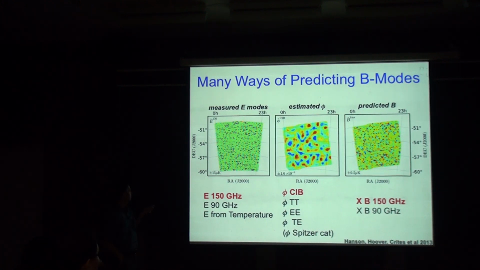We took our E modes that we measured a bunch of different ways. We measured them at 150 gigahertz, at 90 gigahertz. You can actually guess what the E mode should look like from the temperature fluctuations. We have a bunch of different ways of estimating this gravitational potential. We can use the 500 microns. We can use our own temperature data. There's all sorts of ways to measure this. And that gives us a few different versions of this predicted B mode thing. And we just take this and we just look in our data to say, do we see this in our data?